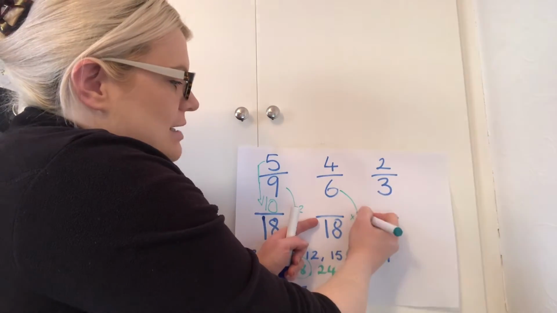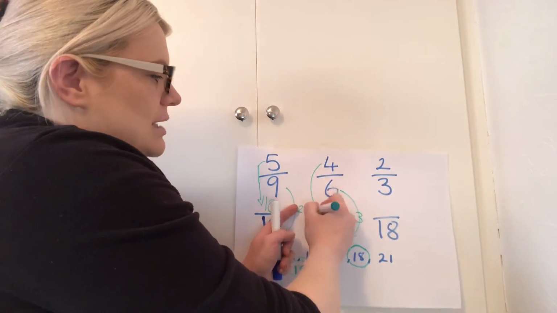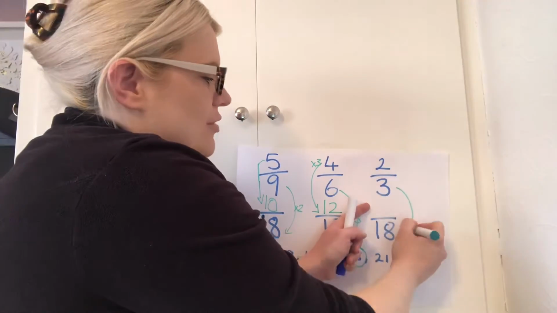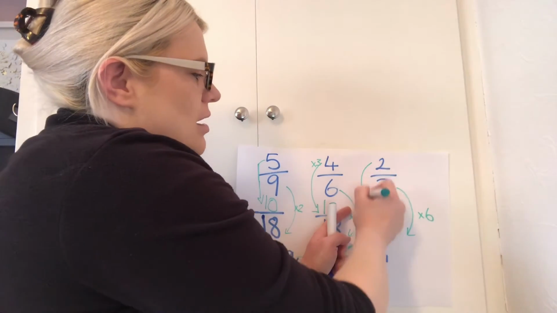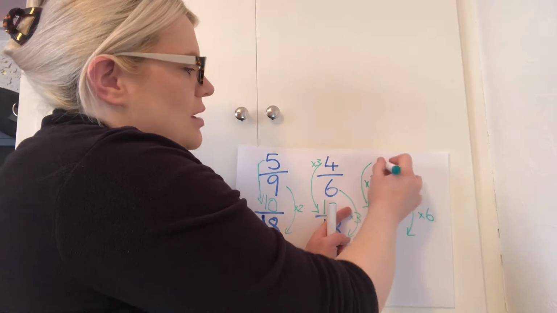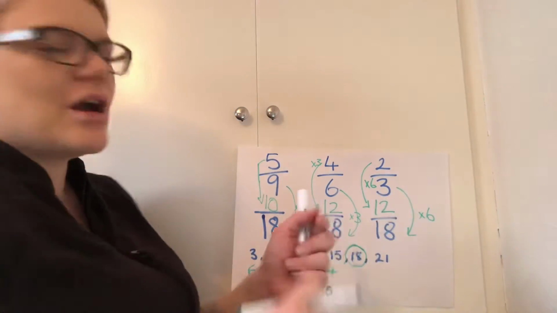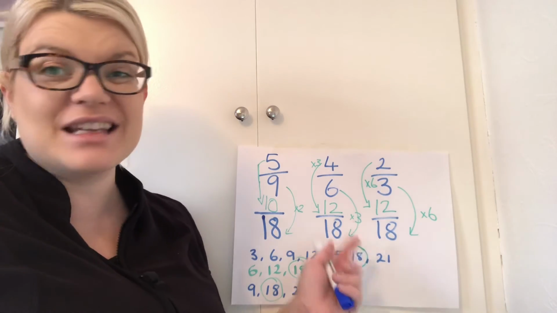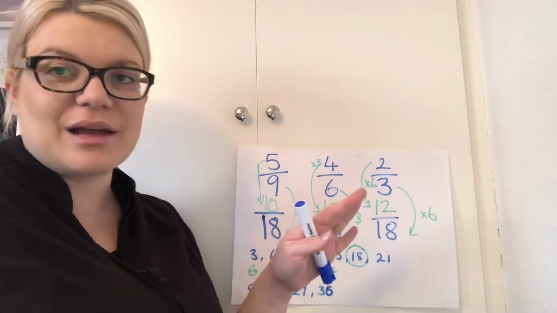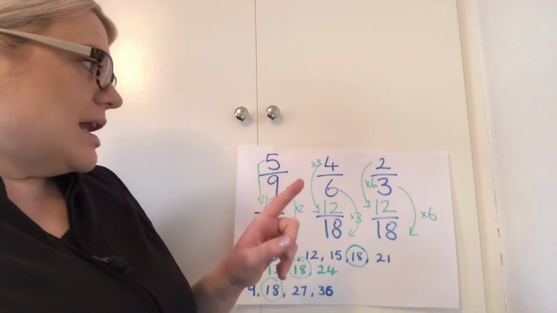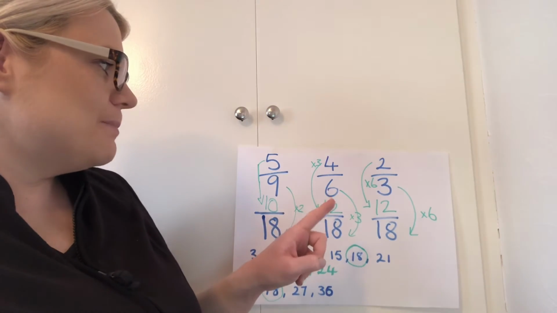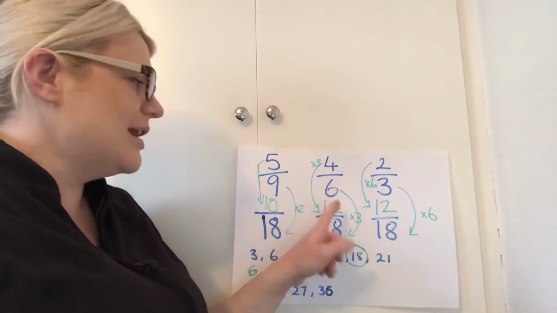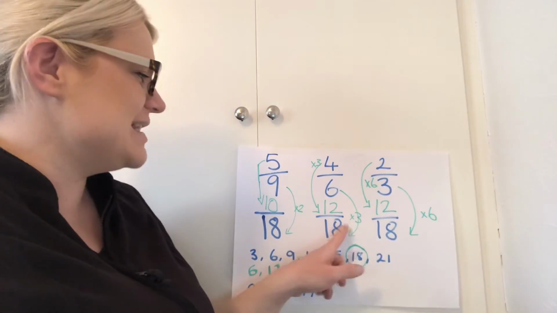6 times 3 is 18. So I must do the same to the top, times it by 3, and I get 12. And then 3 times 6 is 18. I must do the same to the top, 2 times 6 is 12. Now, obviously, you don't have to do all these arrows. I just do them to give you a little bit of a helping hand. You might be able to do it in your head, and that's absolutely fine. So now, no, I made a mistake. Did I make a mistake somewhere? Oh, no, I didn't. Okay, I thought I made a mistake with my 12/18ths here.